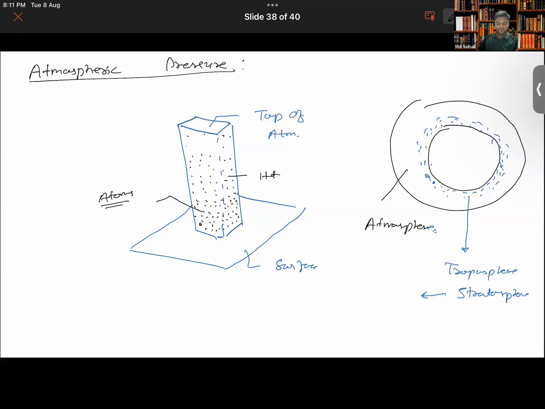All right. So one more thing we can say is that atmospheric pressure is basically the weight of the atmosphere. We can say the weight of the atmosphere per unit area. So we can also say that as well. And by the way, what is the unit to measure atmospheric pressure?